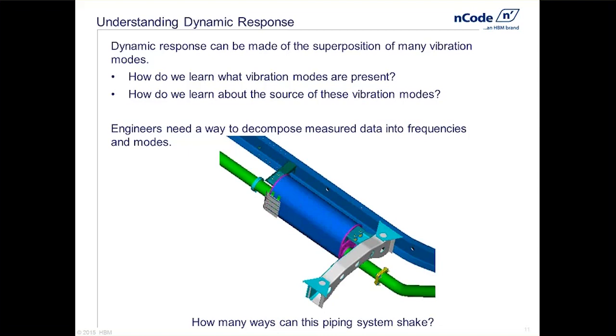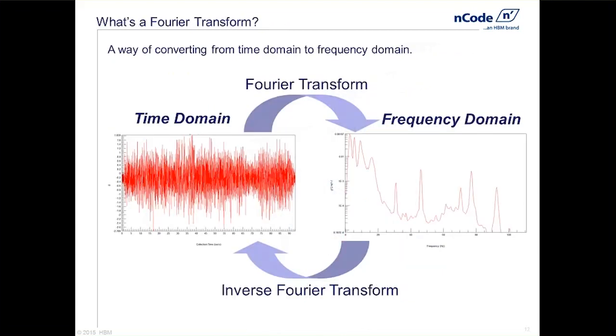So how many of these modes are present? How many of them are significant? What frequencies are they? We need a way in which we can measure this in the time domain and then decompose it and look at those frequencies. So that's what we're going to do with the Fourier transform. This is a technique that's commonly used to take our time series data and bring it into the frequency domain.